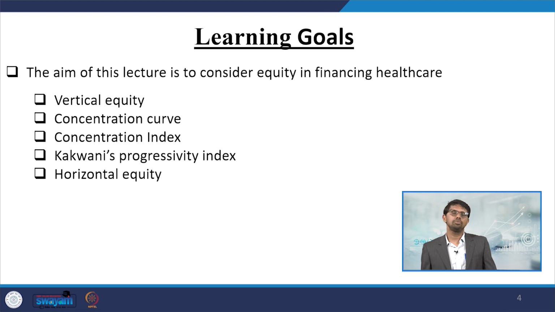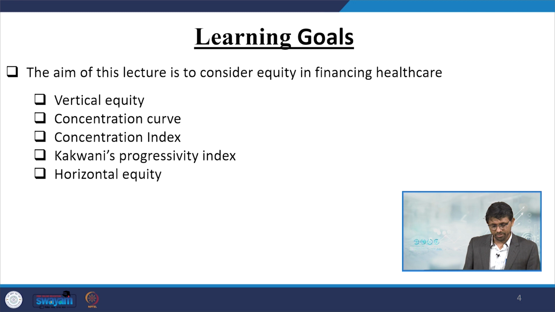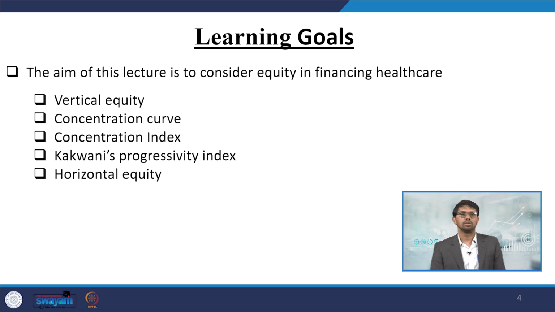In this lecture, we'll be clarifying the aspect called vertical equity and other important directions in the concept of equity: the concentration curve, concentration index, then Kakwani's progressivity index, then horizontal equity.